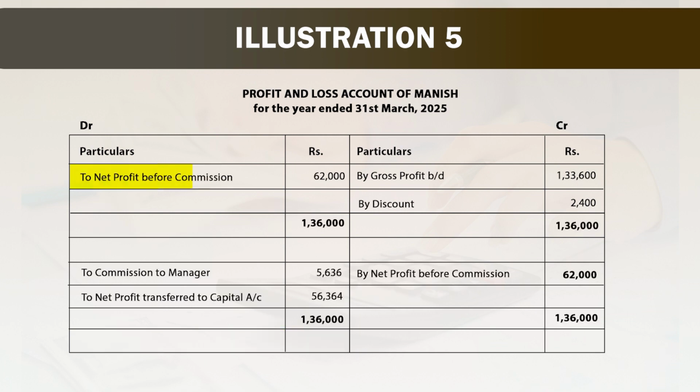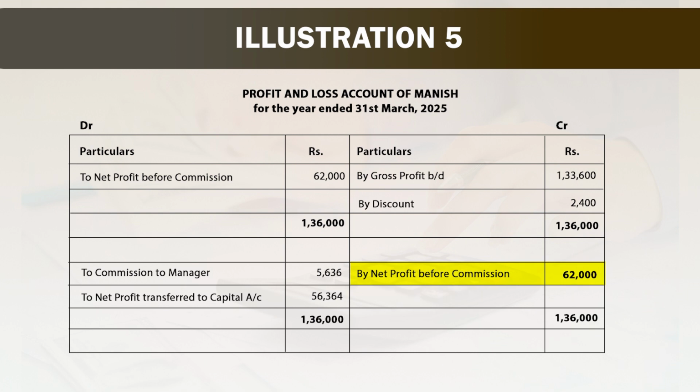Friends, the next item is net profit before commission 62,000 rupees. And total of profit and loss account comes to 1,36,000, and the net profit before commission we will transfer to the credit side to calculate the commission of manager. Let us see the items of credit side. Here the first item is our gross profit which we have transferred from our trading account, that is 1,33,600, and during the current year we have received discount of rupees 2,400. So, here 1,36,000 rupees is the similar balance of both sides.